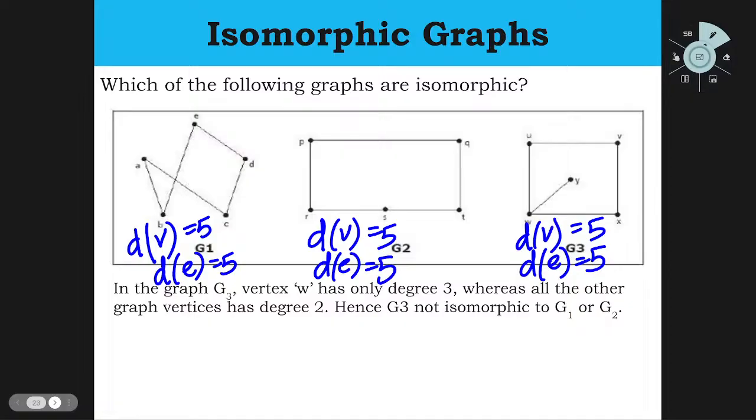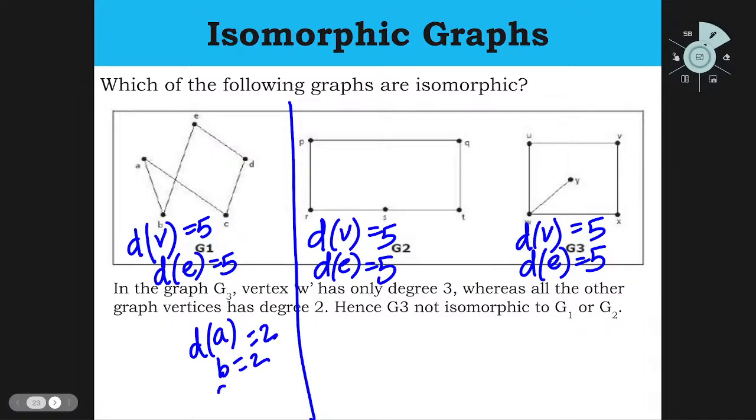There is one more point you have to remember: you have to check the degree of each vertex. So the degree of each vertex in A, B and C should be the same. For example, here I am taking the degree of A in this graph: A is 2, B is 2, C is 2, D is 2, E is 2.